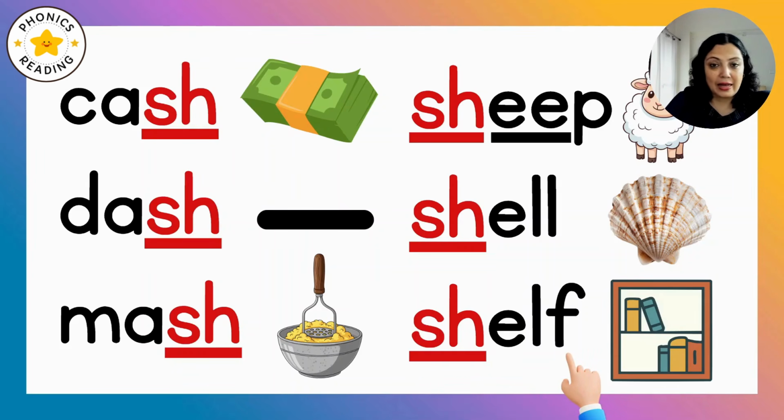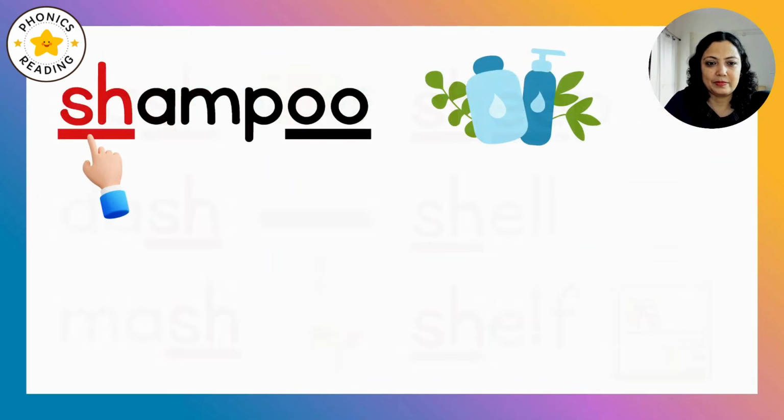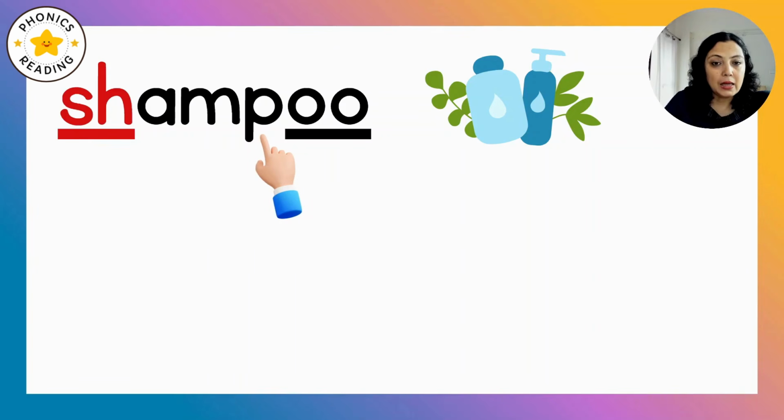We need to practice reading and writing these words again and again. Then only we will learn. This is a big word. Can we read? Let's try. Sh, a, p, oo. Shampoo.